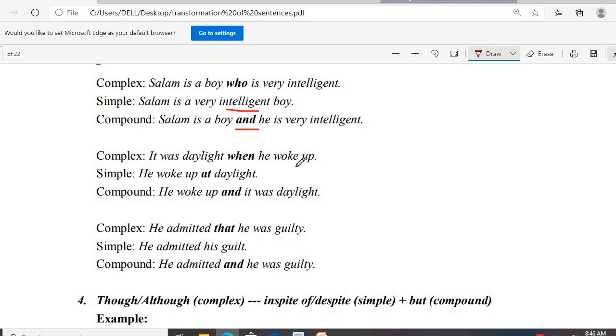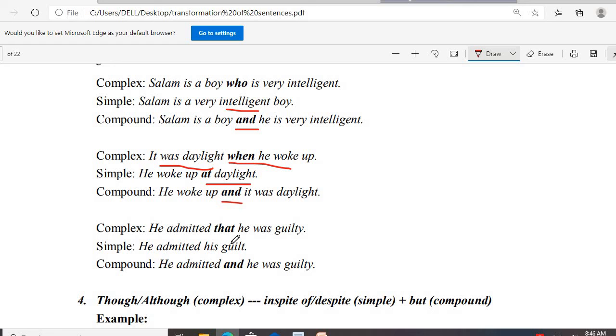It was daylight when he woke up. When he woke up, this is somewhat exceptional. This is a clause, and this clause has been reduced to a phrase, at daylight. By reducing a clause into a phrase, we can make it simple. And for making it compound, we have used and.